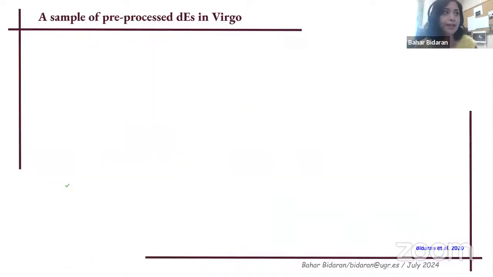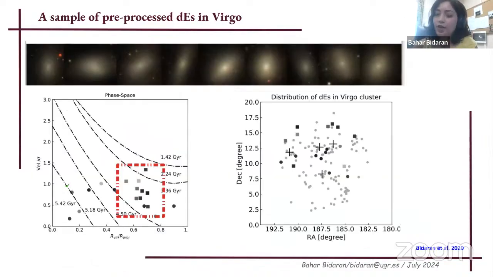So 9 dwarf galaxies, all with the same infall time to the Virgo cluster. Here on the top, I'm showing their pictures. They have similar stellar masses. All of them are early-type dwarf galaxies. And also, based on the statistical method of Pasquali, we could again confirm the same average infall time that the simulations gave us, 2 to 3 gigayears ago.